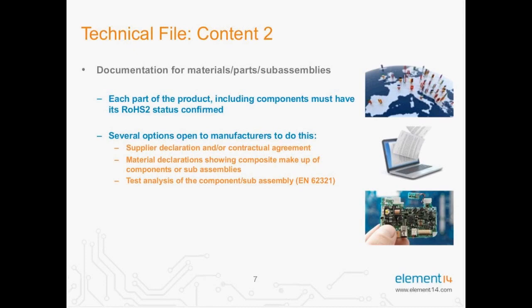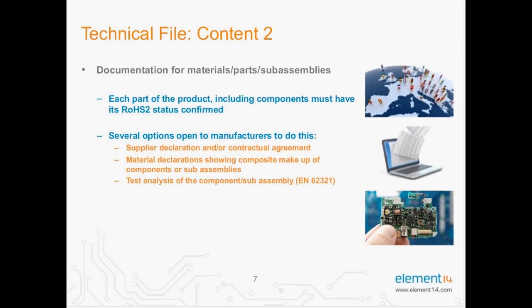RoHS compliance. And the statement you make can take three different forms, depending on your feeling as the manufacturer and the responsible person for the RoHS compliance of this product. So the first and probably easiest statement or RoHS status confirmation you can make against these components is a supplier declaration. So if you have bought or procured your parts or sub-assemblies from a supplier, you can take a supplier declaration and link that in your technical file to the part or the sub-assembly that it pertains to.